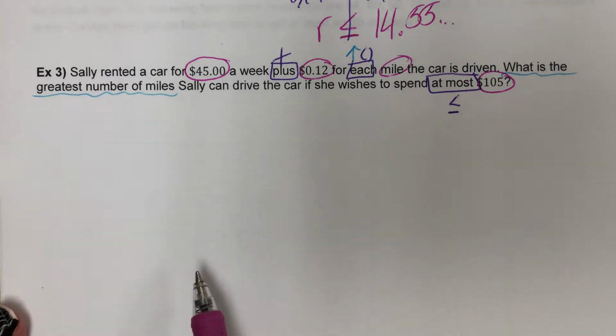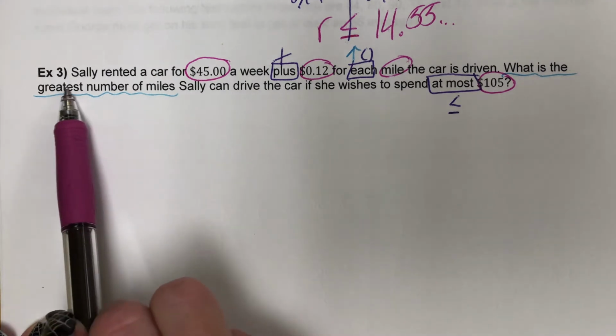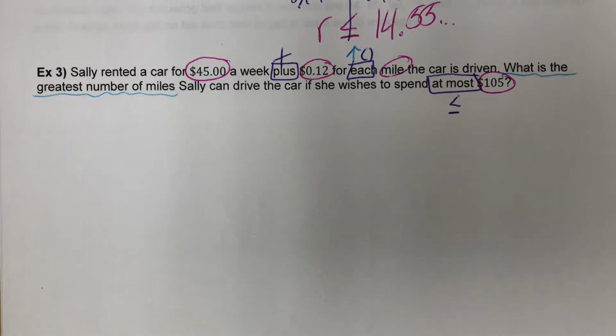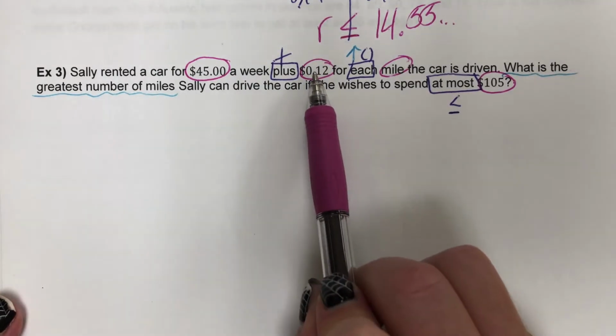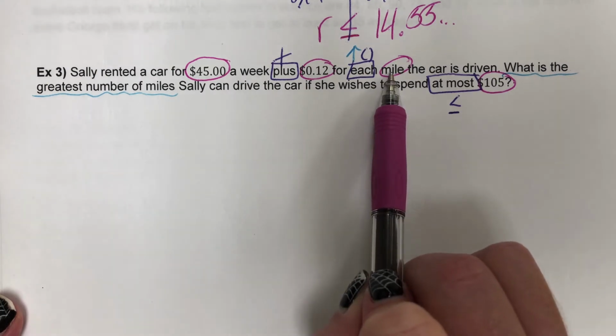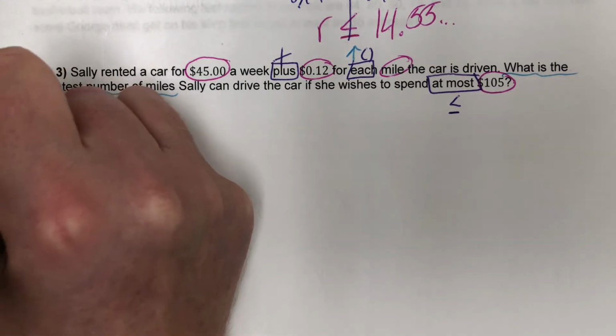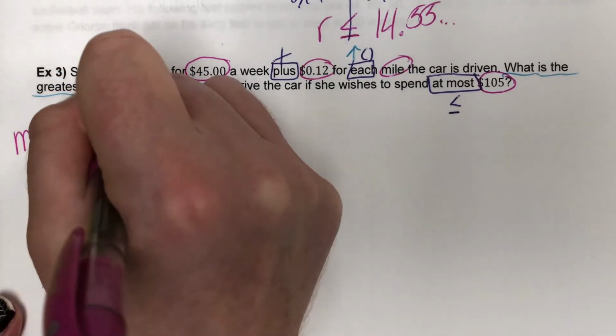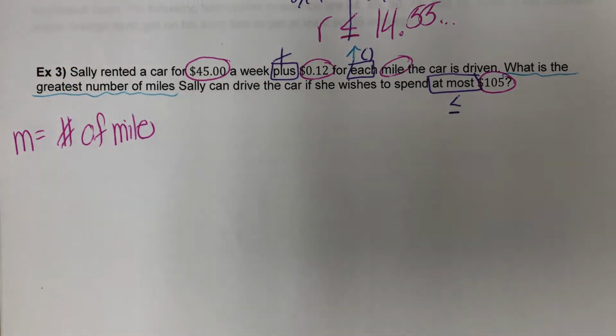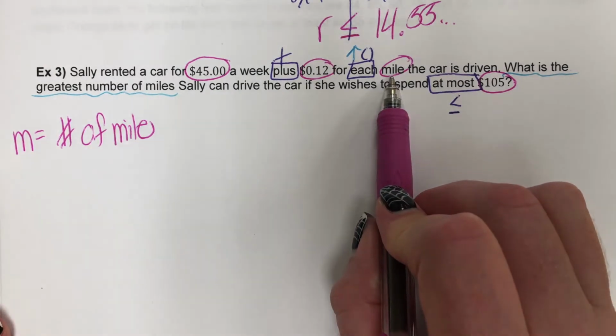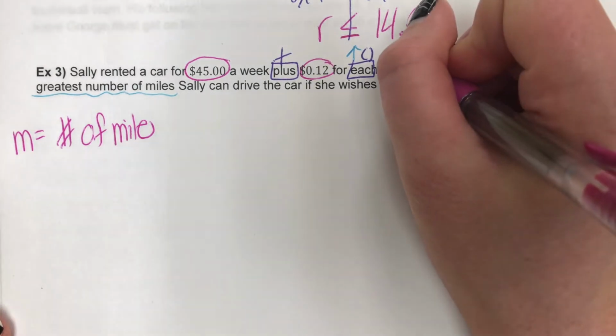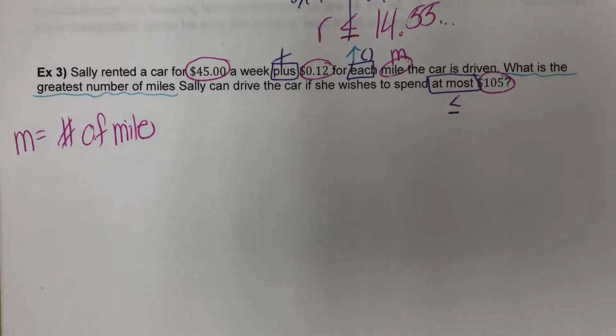All right, first thing I have to do is write my let statement. So that comes from the question. What is the greatest number of miles? Well, that's what I don't know, the number of miles, but I know that it's 12 cents for each mile. All right, so I'm gonna use M to represent number of miles. And then I'm gonna solve from there. Anytime I see the word miles, I'm gonna replace it with the variable M.